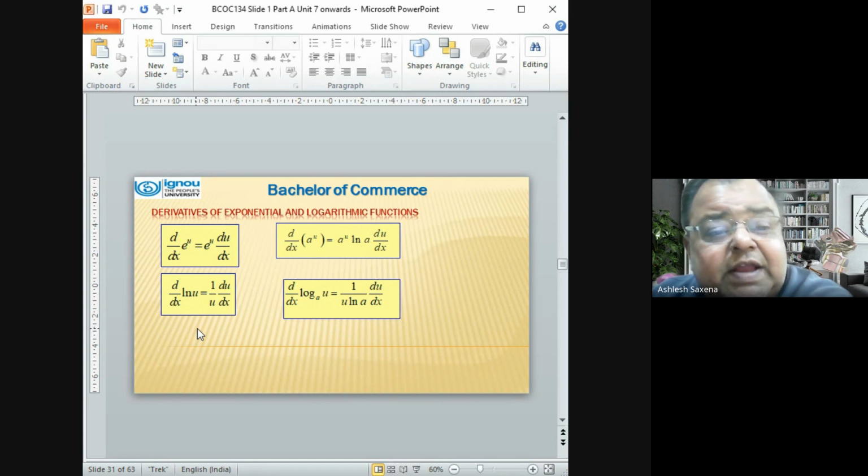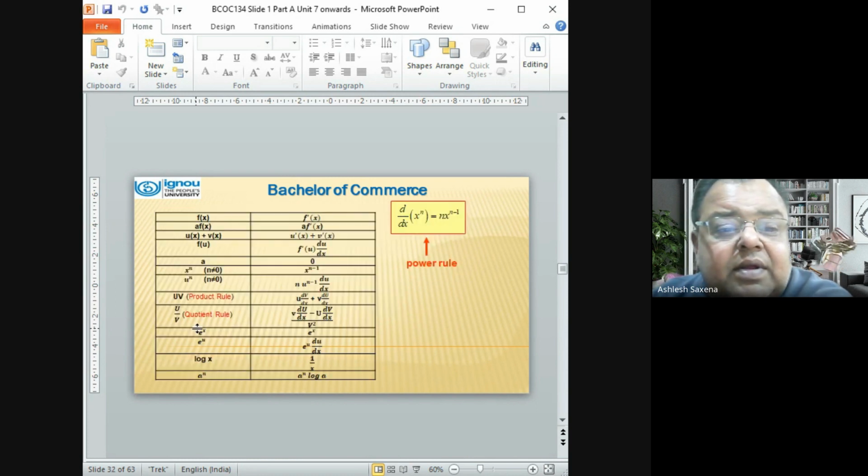d by dx of e raised to the power u is e raised to the power u into du by dx. d by dx of a raised to the power x is equal to a raised to the power x ln a into du by dx. Now, d by dx of ln u is 1 by u into du by dx. d by dx of log base a of u is equal to 1 upon u log a into du by dx. Partially we have done it earlier. Now this is the gist of the formulas.